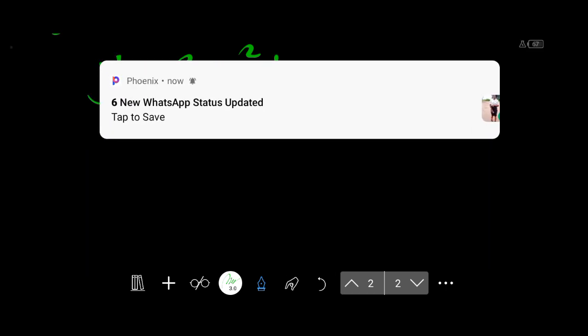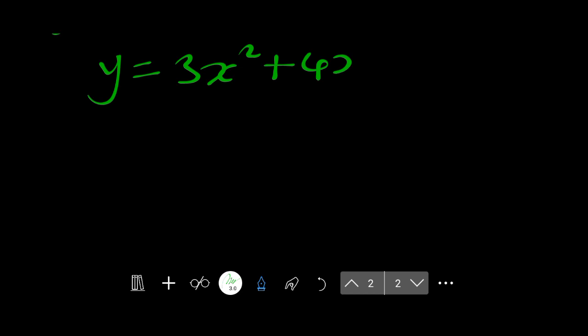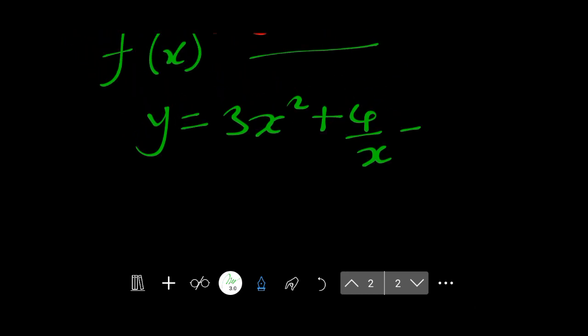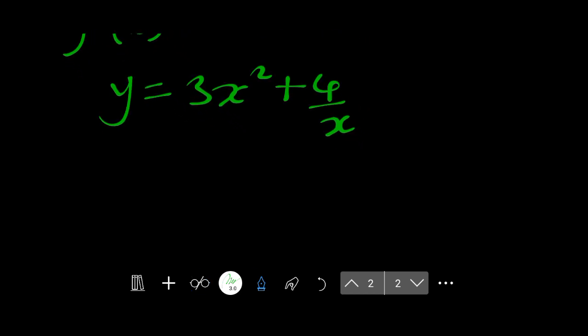Second question. So now for this one, we have y is equal to 3x to the power 2 plus 4x plus 4 over x minus 2. And now we have y is equal to 3x squared plus 4x plus 4 over x minus 2.